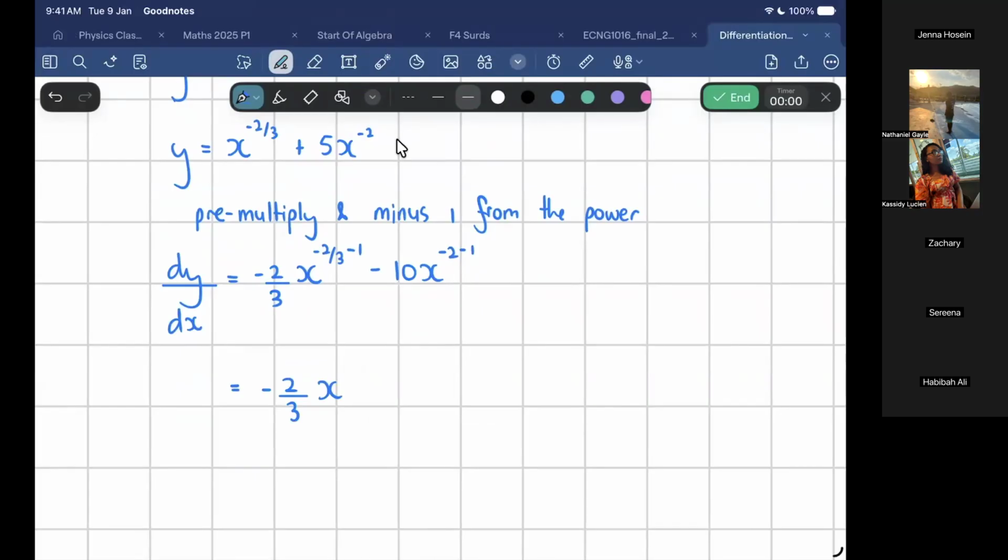Habiba, what's minus 2 over 3 minus 1? While Habiba is typing in the chat, somebody tell me what is minus 2 minus 1. Minus 3. Right, minus 3.